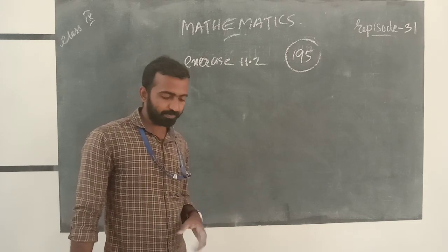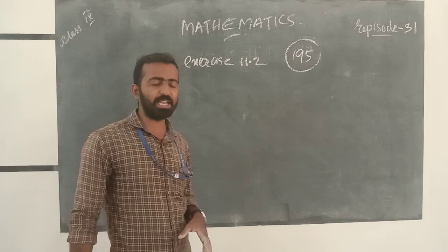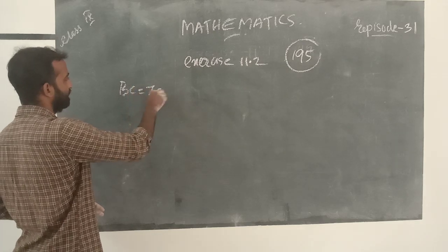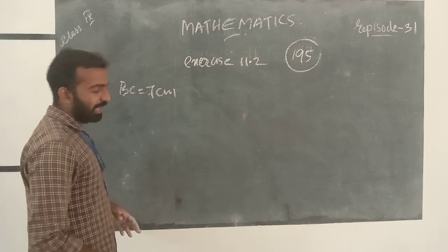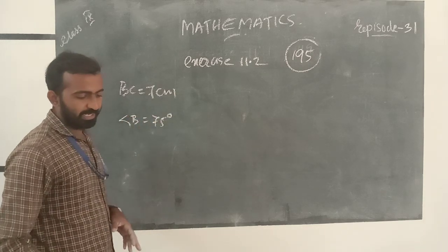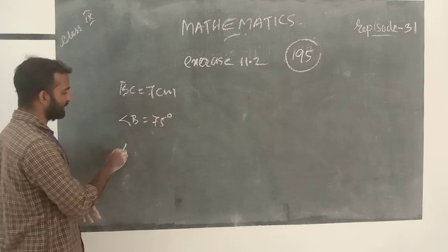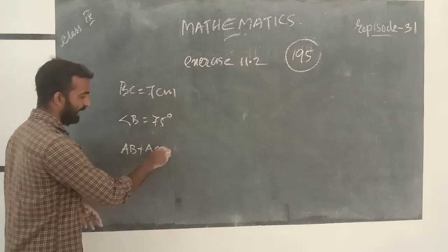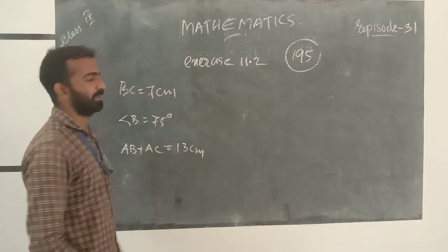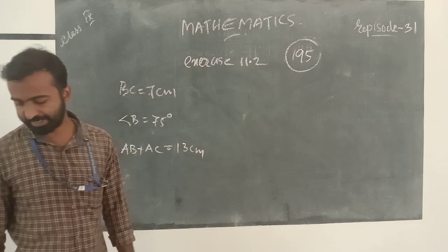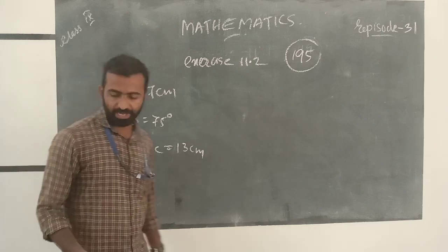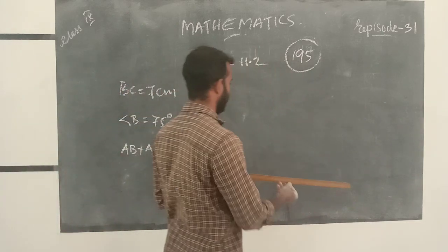First question: construct a triangle ABC in which BC equals 7 cm, angle B equals 75 degrees, and AB plus AC equals 13 cm. First we draw a line of 7 cm.